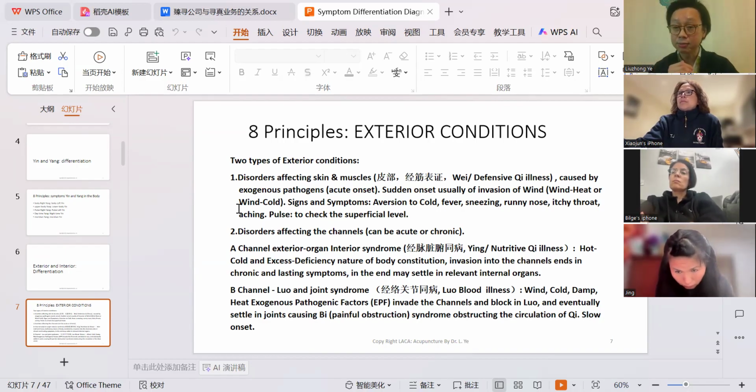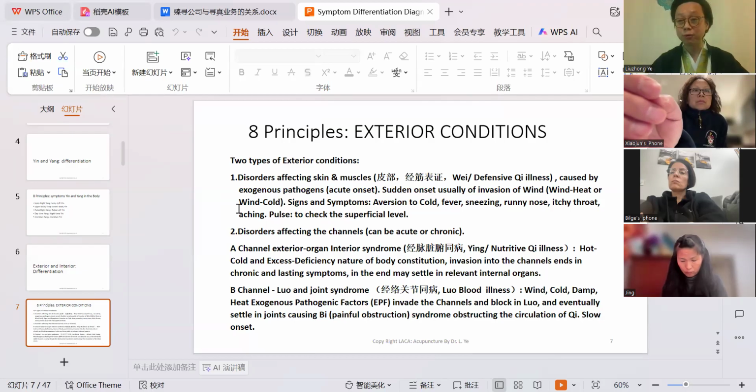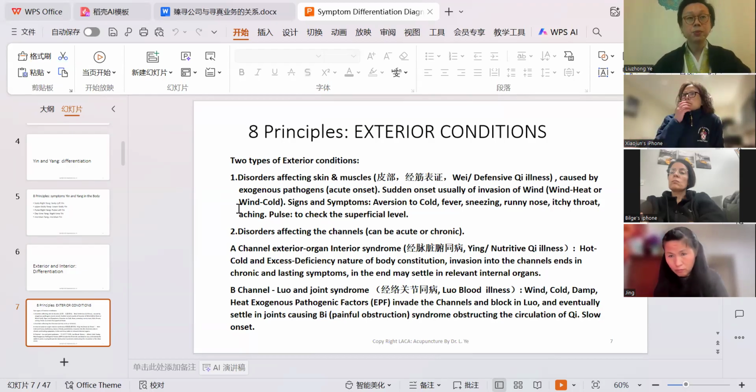Do you understand this? Yeah. I think students who already attended last time's meridian palpation method session should be able to understand this better.